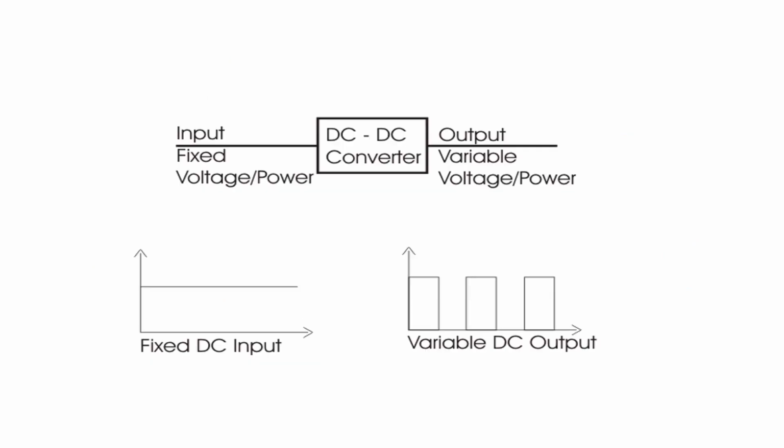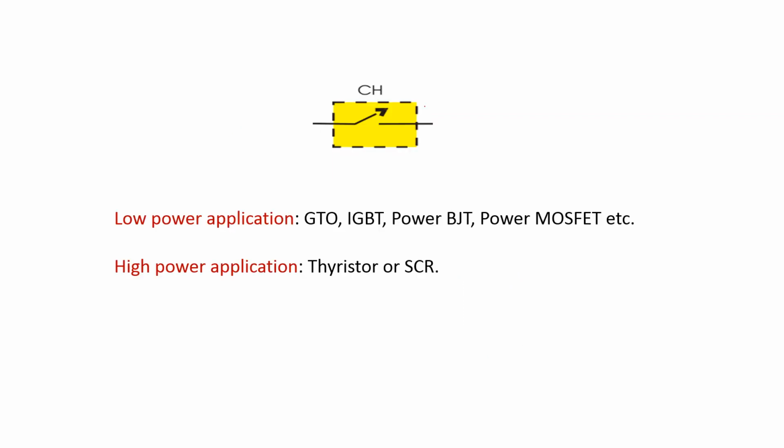This is the DC to DC converter or chopper, and the input for this converter is a fixed DC voltage or fixed power, and the output of this converter is the variable voltage or variable power. This is the representation of fixed DC input, and this is the representation of variable DC output. This fixed DC input we apply to this converter, and we get this variable DC output as the output of this DC to DC converter. This is the representation of a chopper circuit.